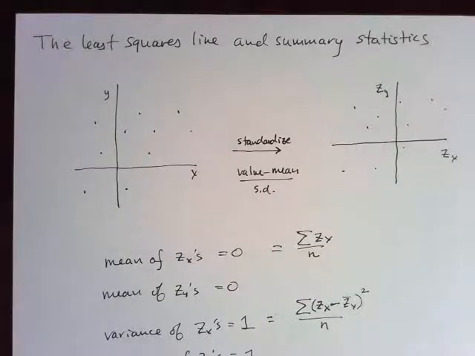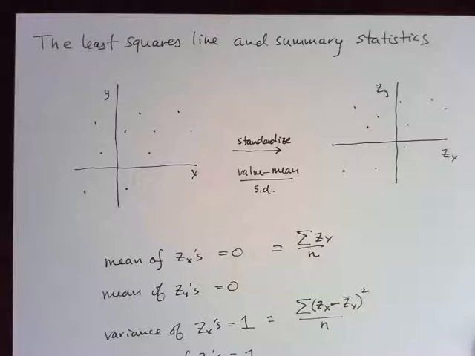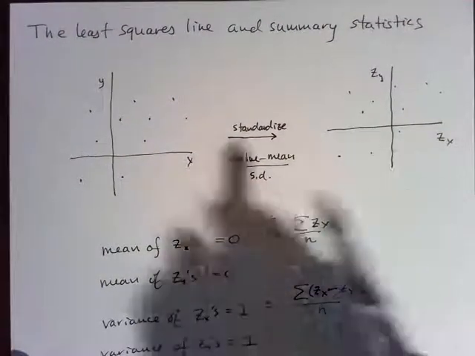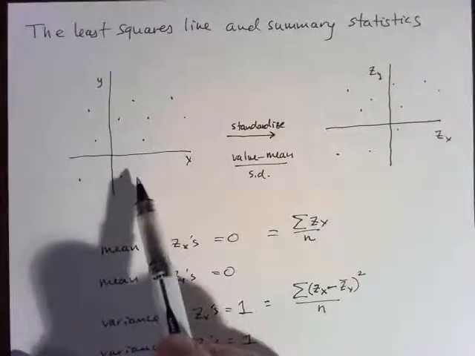So this is a fairly technical video on proving how we get the equation of the least squares line from summary statistics. So first, some things to get us started. What are we going to do here? When we're dealing with a scatter plot, we have some x's and y's.